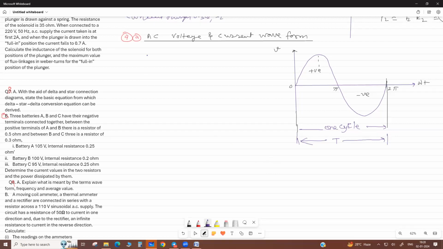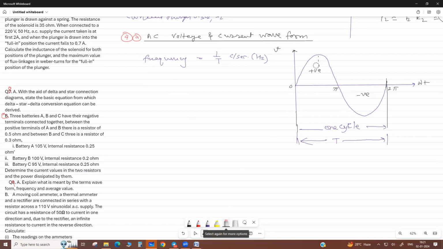Then frequency. It is 1 by T, the time period. It means per unit time, how many cycles are completed. So it is cycles per second, or it is called hertz. So 1 by T, cycles per second or hertz. This is the frequency. Now we come to the values.